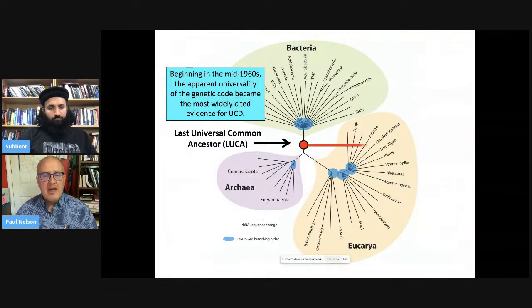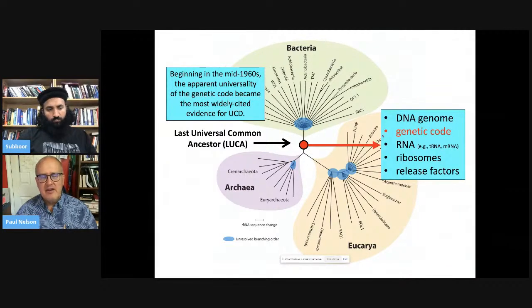So this became, as I said, the most widely cited evidence for universal common descent. So we can, on the basis of what we observe in the major domains of life, infer that the common ancestor, LUCA, would have had a DNA genome, a genetic code, enabling information transfer from the realm of nucleic acid to the realm of proteins via RNA.